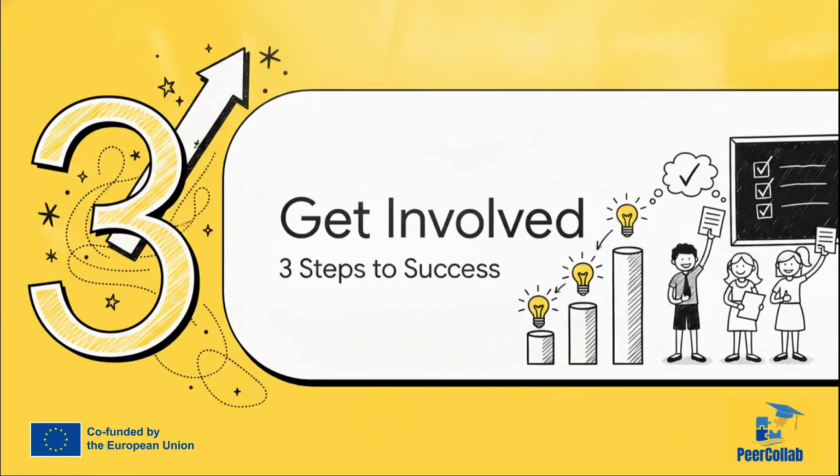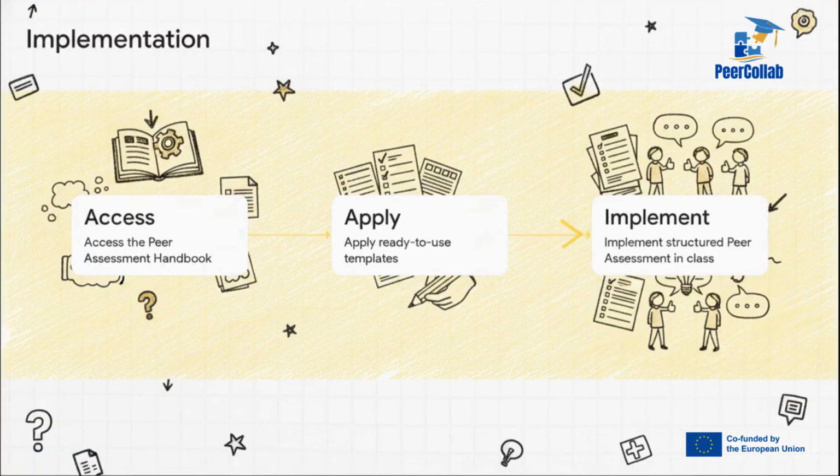Part 3, how to get involved. So all this theory is fantastic, but how do we actually bring this into our schools today? Well, the PeerCollab initiative lays out a remarkably clear 3-step roadmap. Step 1, access the Peer Assessment Handbook. That's your comprehensive guide to the philosophy and the actual mechanics of the framework.